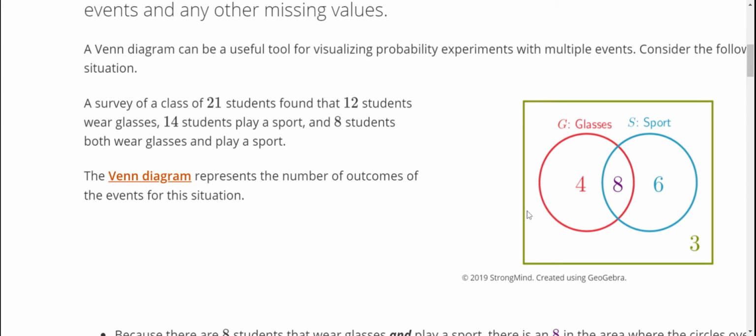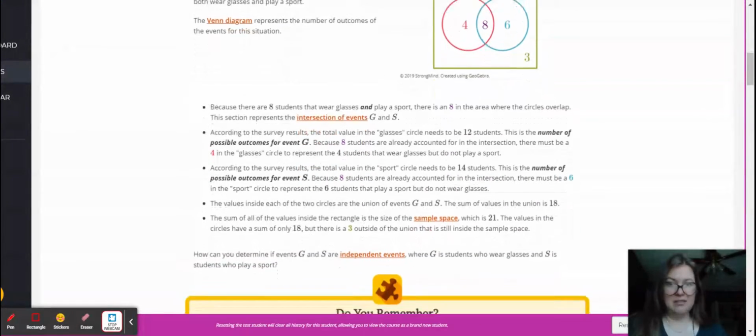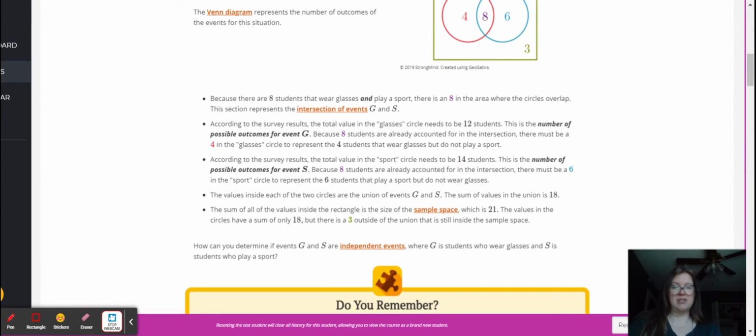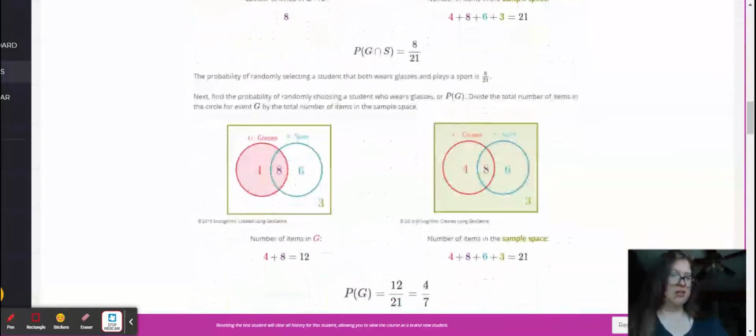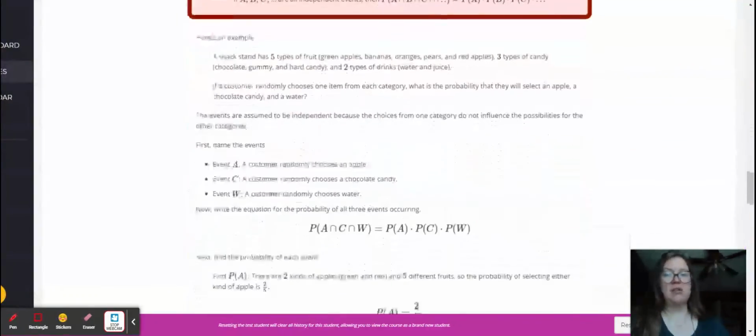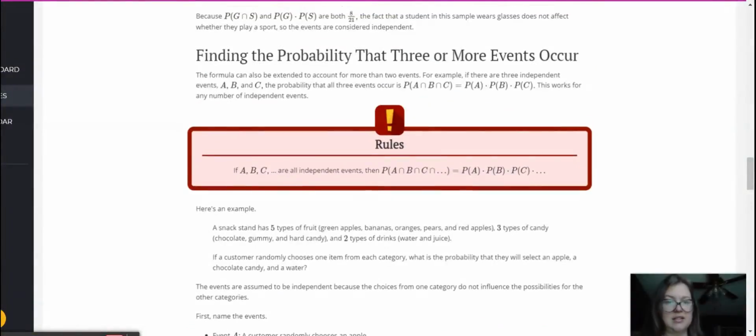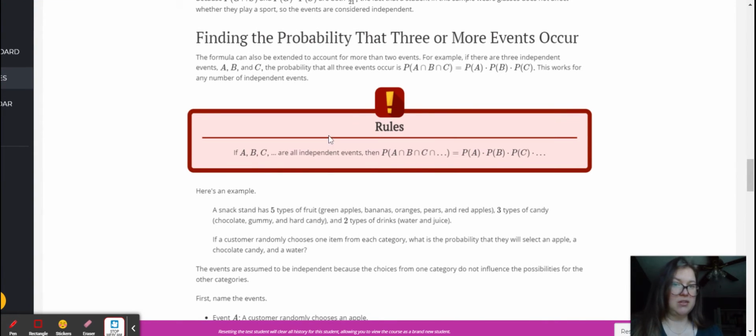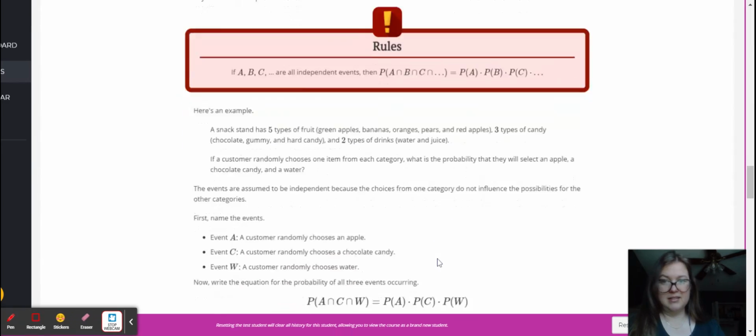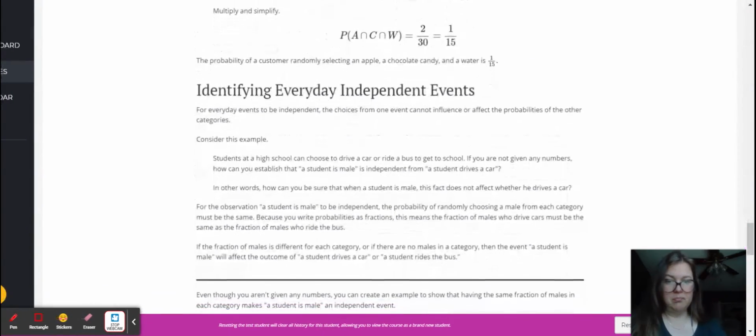So that is what you're going to have to do. And it kind of is a little bit confusing at first, but this is all about the intersection. So we had wear glasses and play a sport. So then you have to go through, and that's what this lesson is going through, breaking all of that down into details. So finding the probability of 3 or more events occurring: if they're independent, they just all multiply. That's the next thing that you need to know.